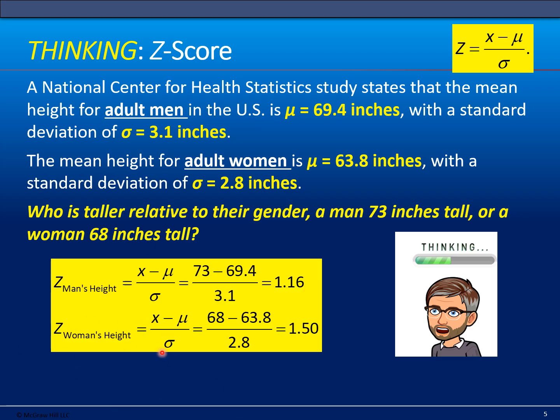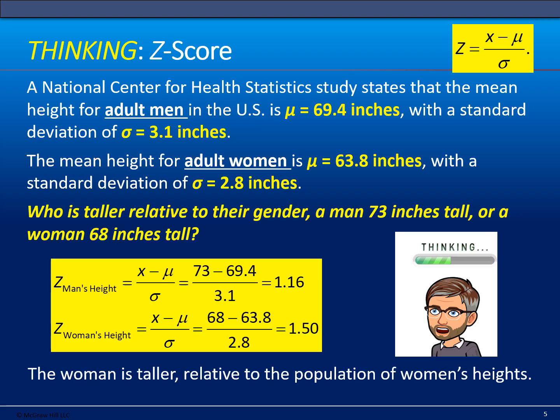When we do the same thing for the woman's height, again plugging in the values, the x, the average, the standard deviation, we get 1.5. And so we can see that the woman's height is 1.5 standard deviations above the mean, which is the average height for women. So in this case, the woman is taller relative to the population of women's heights. Again, the z-score gives us some relativity for a point, about how close it is to the mean, above or below the mean, and where it sits in the data.